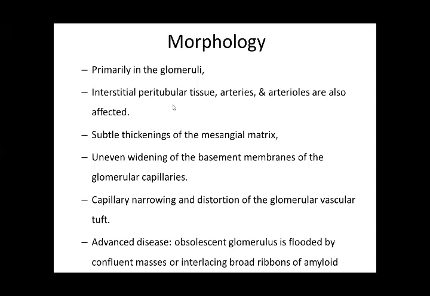So in the interstitium, peritubular arteries and arterioles get affected, and there is subtle thickening of the mesangial matrix, right? So what happens? There is thickening of the mesangial matrix, uneven widening of the basement membrane of the glomerular capillaries, which means thick and thin membrane, capillary narrowing, distortion of the glomerular vascular tuft. In advanced disease, the obsolete glomerulus is flooded by confluent masses of interlacing broad ribbons of amyloid.